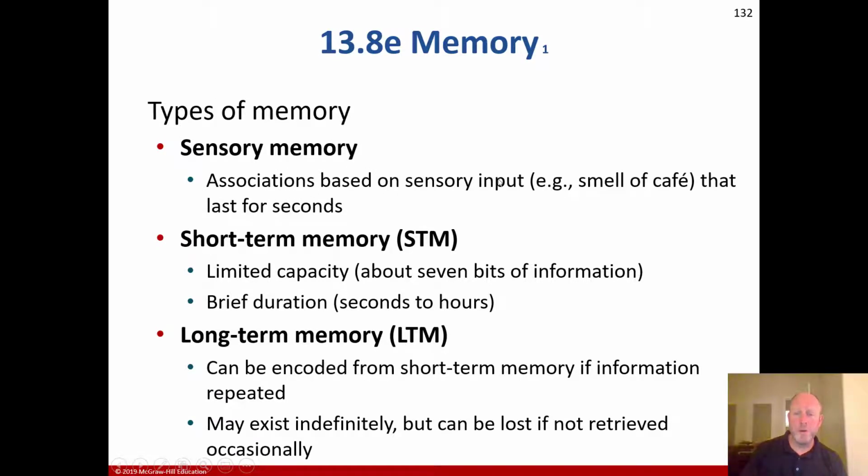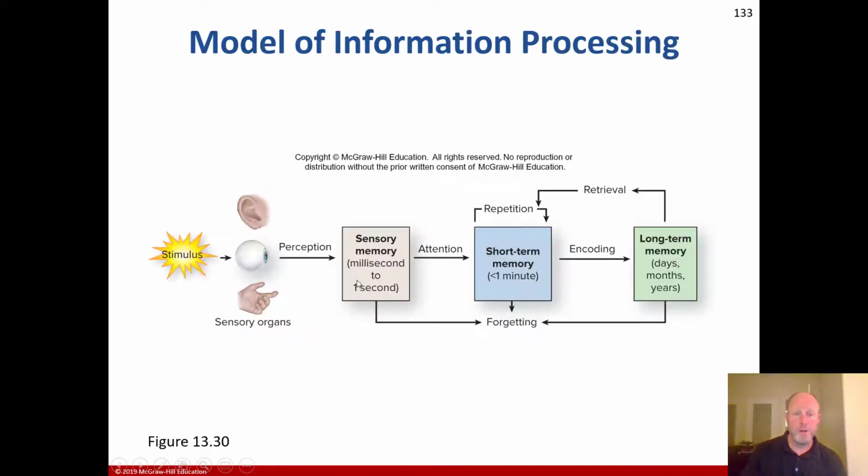Associations are based on sensory input, like the smell of coffee, that lasts for seconds. Short-term memory, STM, has limited capacity, about 7 bits of information, like a phone number, right? Brief duration, seconds to hours. Long-term memory can be encoded from short-term memory if information is repeated. It may exist indefinitely, but can be lost if not retrieved occasionally. All the more reason why it's important to go back to information and review things in general, right?